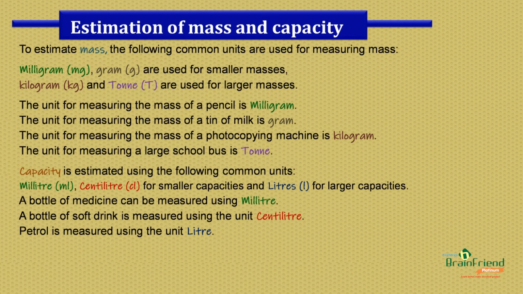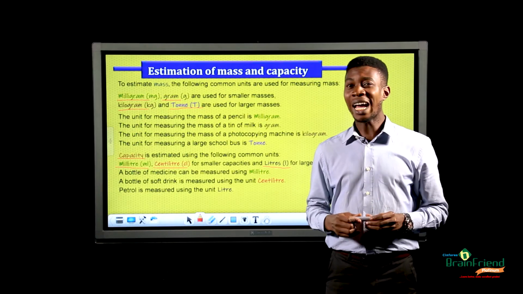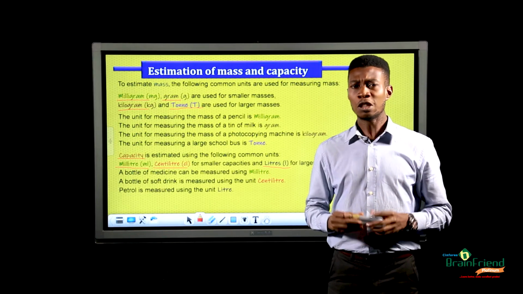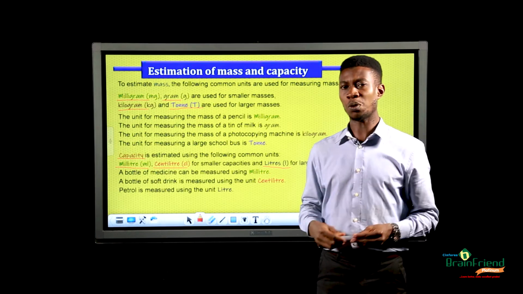Estimating mass and capacity has units as well. Let's look at these units. First, for mass, we have the milligram, gram, kilogram, and ton. For smaller masses, we use milligram and gram, and for larger masses, we use kilogram and ton. Capacity as well can be estimated using some common units. We have the milliliter, the centiliter for smaller capacities, and the liters for very large capacities. Now, with all I have said, I have an exercise for you. Try out these questions, pause the video, and try the questions.